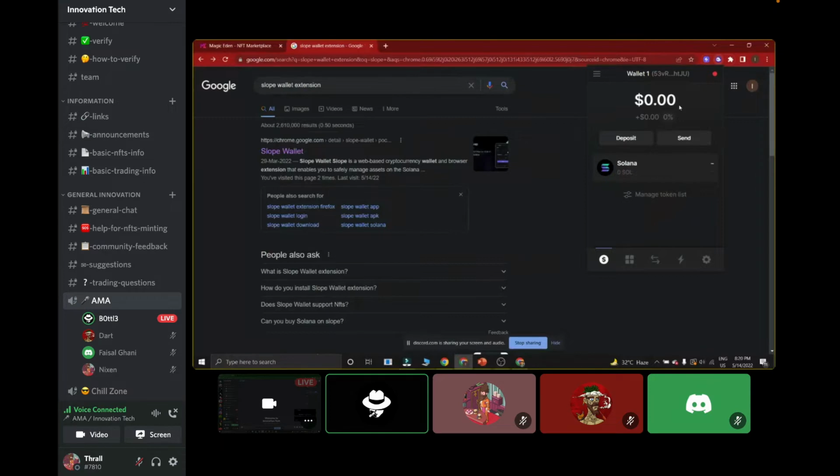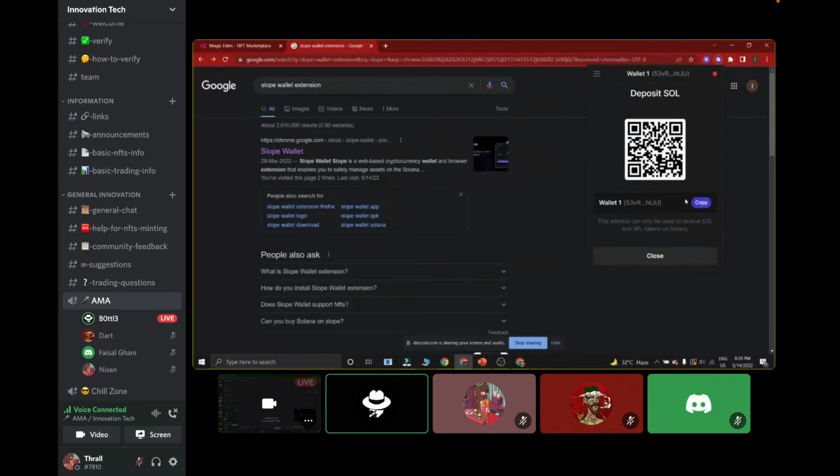Now let me tell you how you can add Solana token to your wallet, because we need Solana for NFT trading or NFT minting. What you are supposed to do is click here on Solana, then click here on deposit, and this is the address which you will copy. This is your wallet address, as you can see right over here.